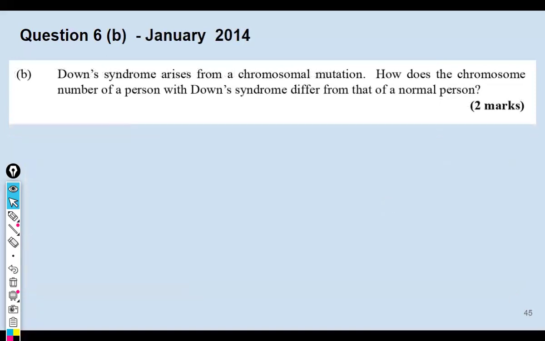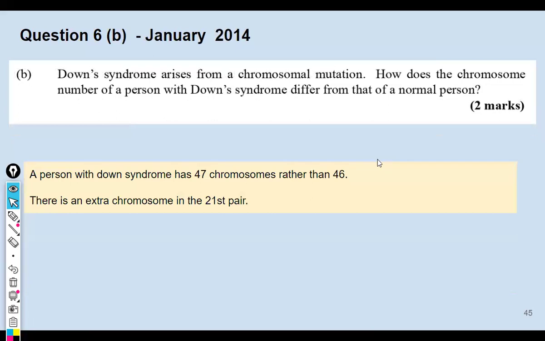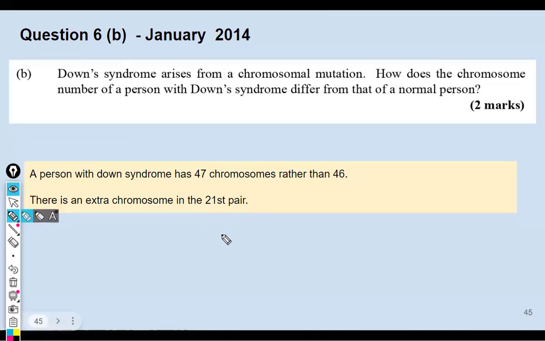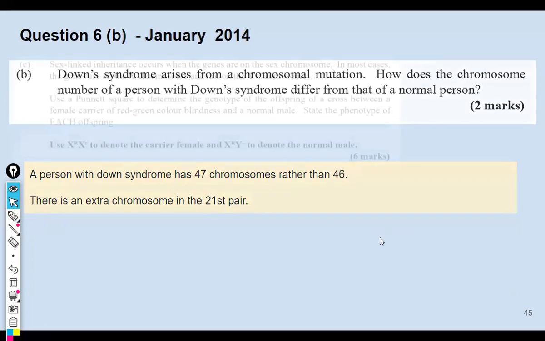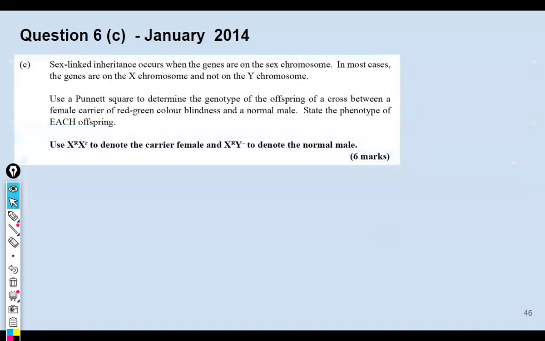Down syndrome arises from a chromosomal mutation. How do the chromosomes of one person with Down syndrome differ from another person? Well, we just described this. Down syndrome has 47 chromosomes rather than 46. And if you want to be very, very specific, the 21st pair of chromosomes is the one that has an extra chromosome. And I believe I showed you that in part one of this series of videos, part 1 of 3. You should also be seeing it in your notes.